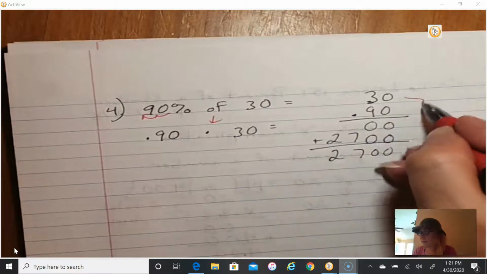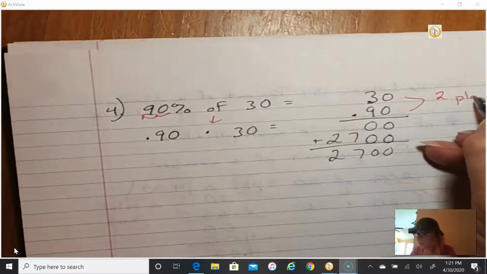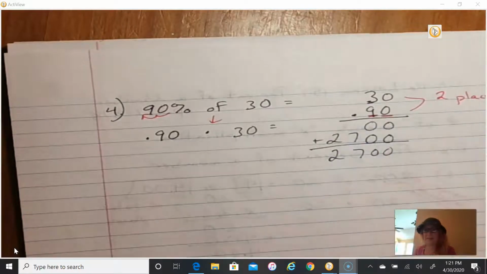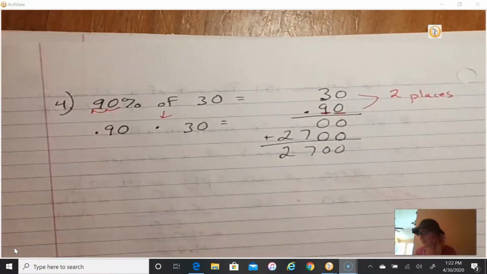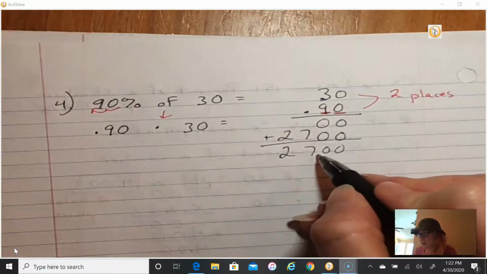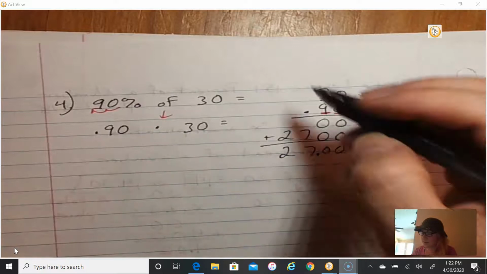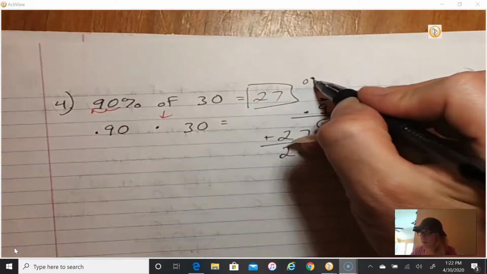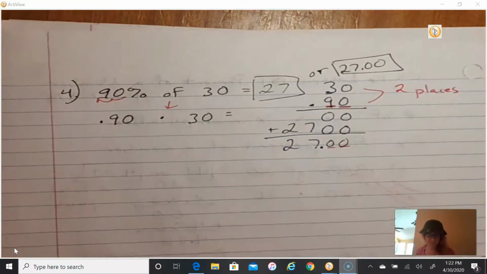How many total places are there in the problem behind the decimal? There's 2 places. 1, 2. That's the total number of places behind the decimal. So then in your answer, you should also have 2 places in it. So your answer is 27 or 27.00. Okay?